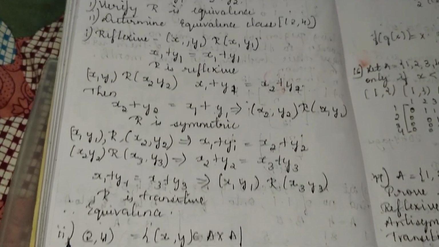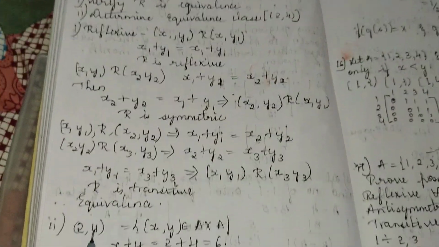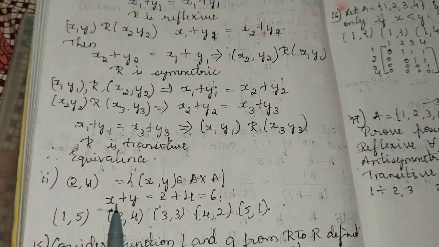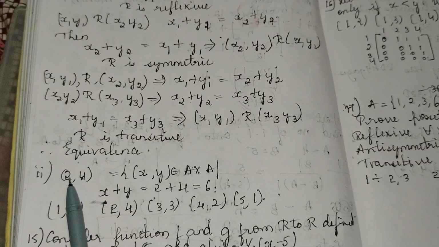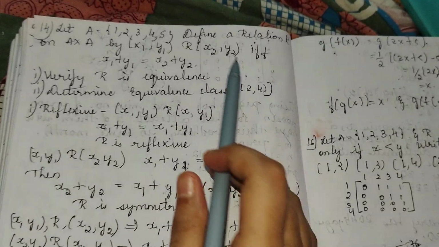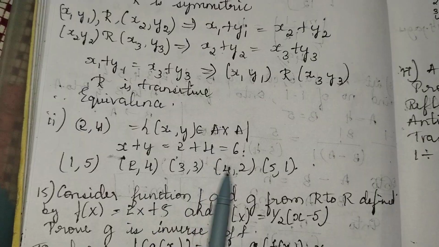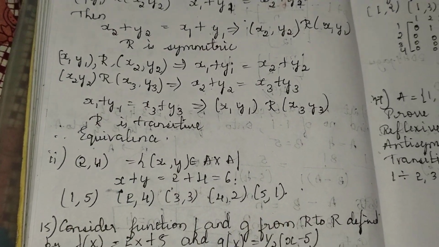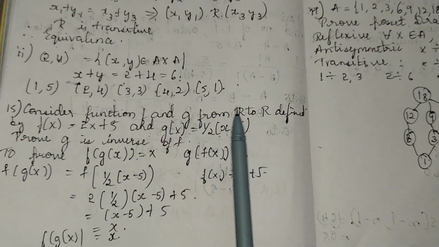Okay, the next part is to determine the equivalence class for 2 comma 4, right? So 2 comma 4 is simple. In the given question you substitute x to be 2 and y to be 4. Once you substitute, you will get 6. Now in the given set, by combining which two values can you form 6? Write those from the given set, that itself is the equivalence class.